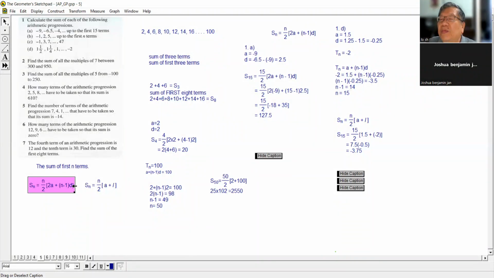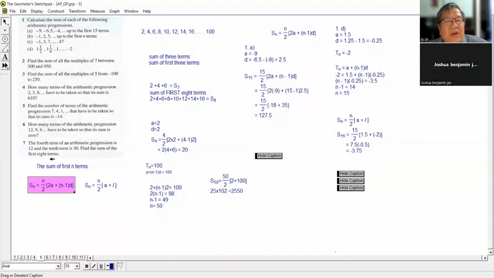You cannot use the formula straight away, unless they are the type of questions where you form an equation and solve. That one is okay, right? If you don't know, you have to form an equation. But normally they will ask you this type with the numbers there. You have to find out what is A, D, and n before you can use the formula.